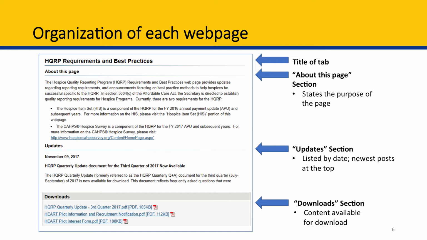The Updates section typically appears third. Updates are a running list of postings for new content and announcements. Updates are listed by date with newest posts at the top. The last section on most tabs is Downloads. Downloads are where providers can find hyperlinks to downloadable content.